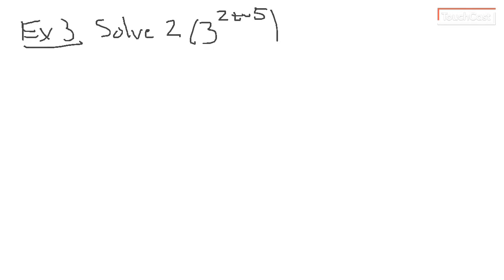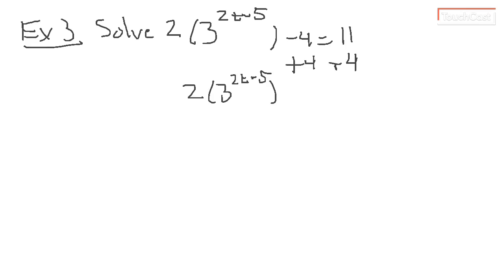So we're going to solve the equation 2 times 3 to the power of 2t minus 5, minus 4, equals 11. So the first thing I'm going to do is add 4. So I'm going to have 2 times 3 to the 2t minus 5, and that's going to equal 15. And then I'm going to divide both sides by 2.